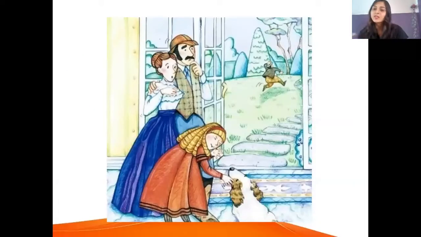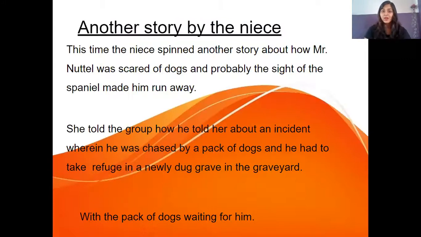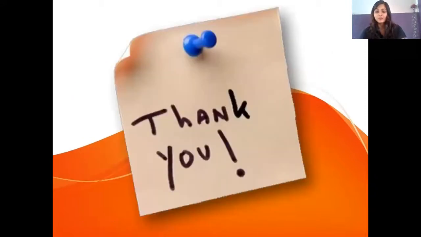So there, she's very happy playing with the dog because she has fooled two people. She's fooled her aunt and uncle, and she's also fooled the man who's running there. So another story that the niece made was, I already told you all that he's very scared of dogs. As for why he was scared of dogs, that too she made up a story, that once he was chased by a pack of dogs and then he had to take refuge in a newly dug grave. So here she's made up a new story again.